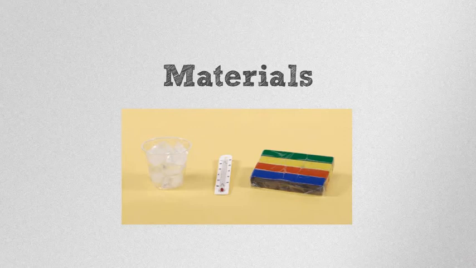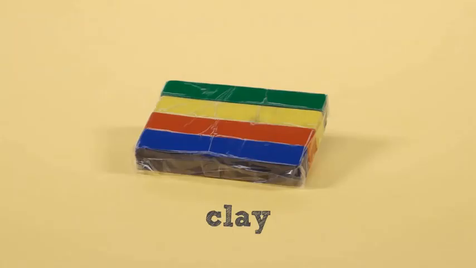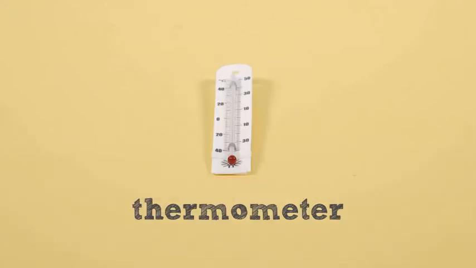In this activity, you'll be testing the effects of heat on different materials. To test the effects of heat on materials, you will use clay, a cup of ice, and a thermometer.